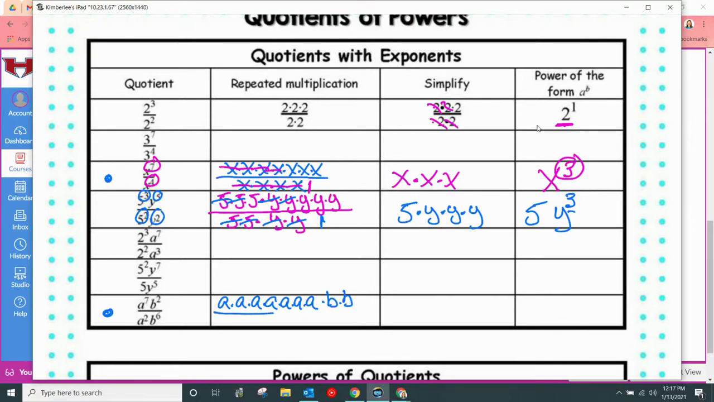Okay, so now I'm going to expand the bottom. A squared times B to the 6th. Well, that's A times A, and I have to do 6 B's. I think I got them all. Yeah. Okay, so let me let my computer catch up.